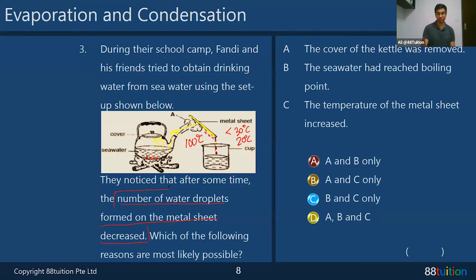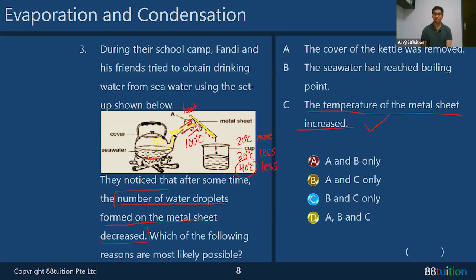In order to condense, there must be a cold surface. More will condense if the metal sheet is colder. You see here, 20 degrees, 30 degrees, 40 degrees. So more will condense if the temperature is colder. Now the temperature is not colder, so less and less will condense, and less will condense at 40. How come the metal sheet is becoming warmer? Because it's receiving some heat from the steam. Remember, heat is being passed from here. Initially it may be 20, but over time it may be gaining some heat. So the temperature of the metal sheet increasing is one of the possible reasons why less and less condensation takes place.